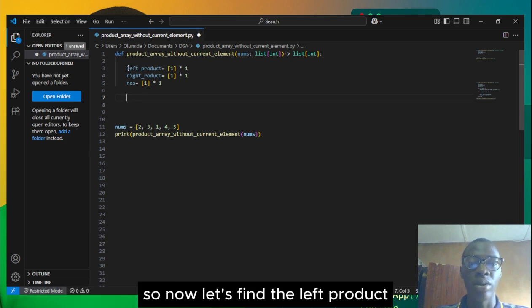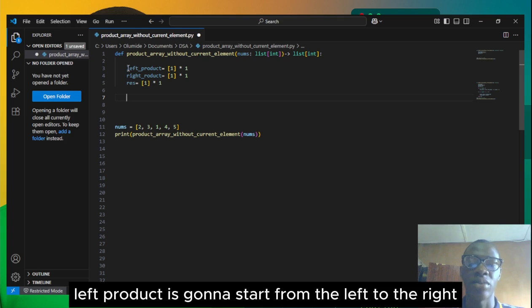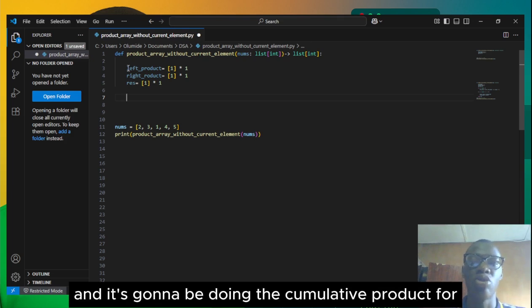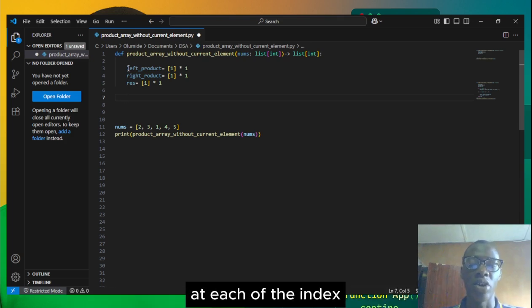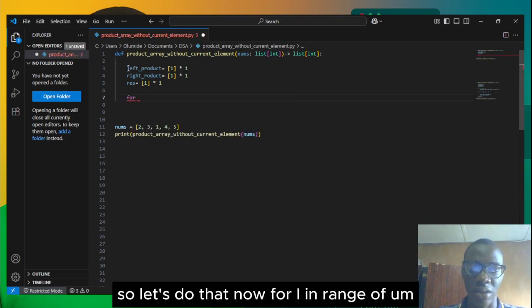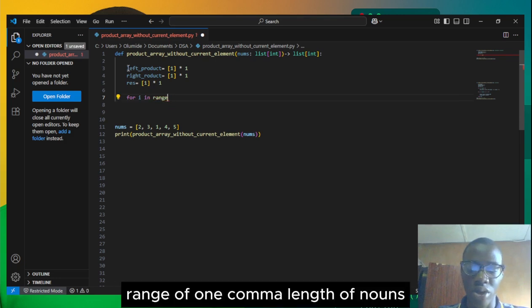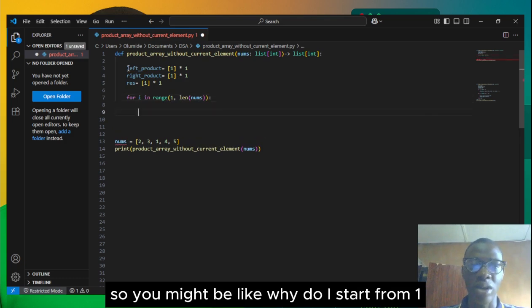So now let's find the left product. Don't forget, left product is going to start from the left to the right and do the cumulative products at each index. So let's do that now. For i in range of 1 comma len of nums. You might be wondering, why do I start from 1?